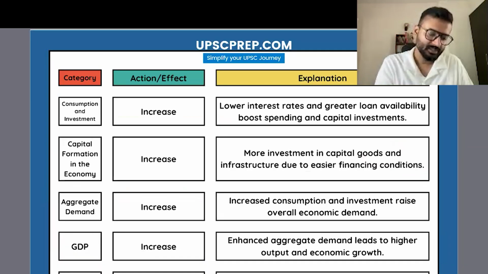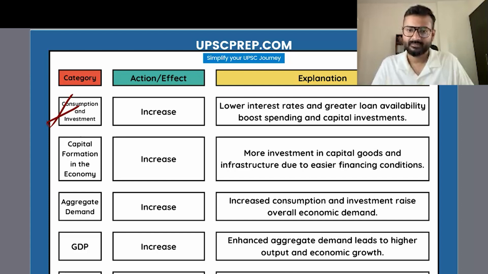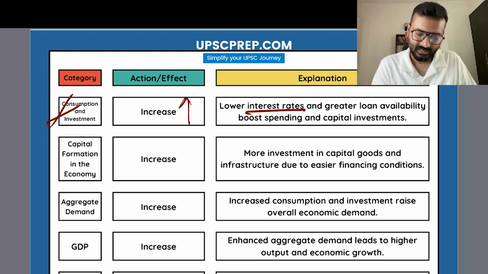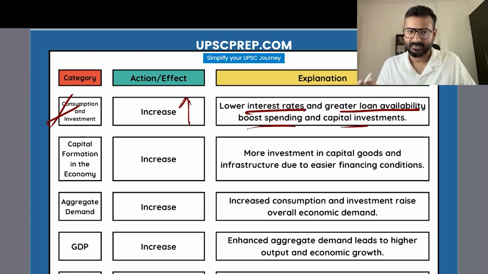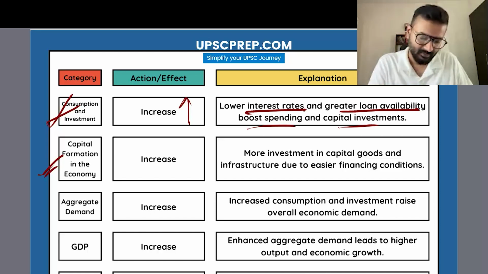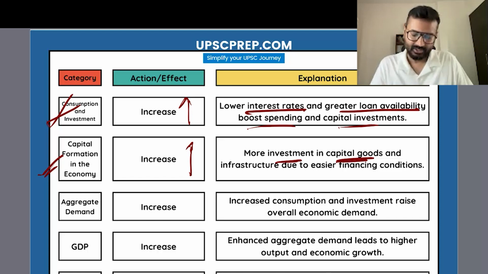Okay. Now what happens to consumption and investment in the economy? Because now loans are available at cheaper rates, there is higher money supply, so consumption increases and investment increases, right? So lower interest rates and greater loan availability boost spending and capital investments. Next is what happens to capital formation in the economy. So what is capital formation? It is the machinery that the factories are buying, factories being set up, infrastructure being built, more roads, more railways, more warehouses, more hospitals, more schools, right? That is capital formation. Now the money supply has increased, the economic activity is growing, so the capital formation is also increasing, right? More investment means more capital goods, more infrastructure.